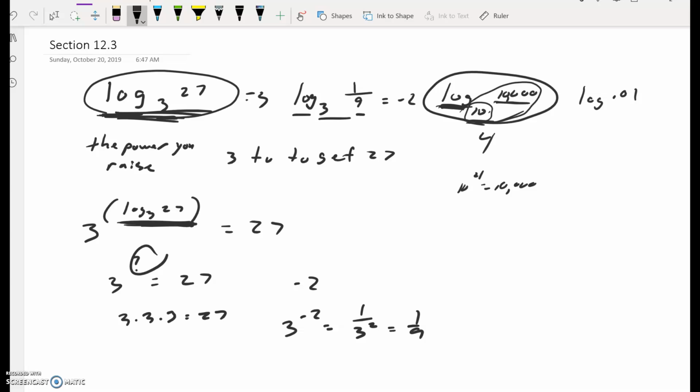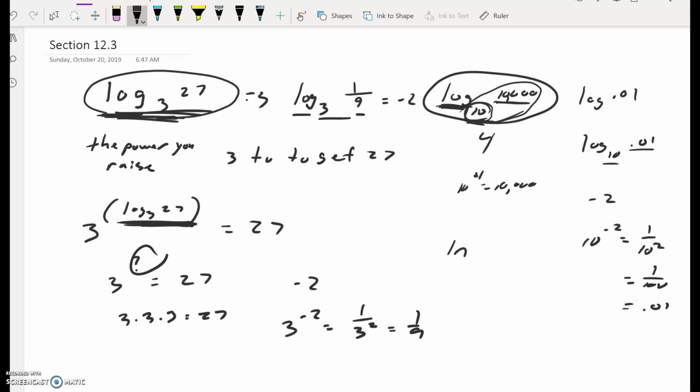Now, when there is no base, there's an understood 10. So this log base blank of 0.01 is the same problem as the log base 10 of 0.01. What power do you raise 10 to get 0.01? And the answer is -2, because 10 to the -2 is 1 on top of 10 squared, which is 1 on top of 100, which is 0.01.